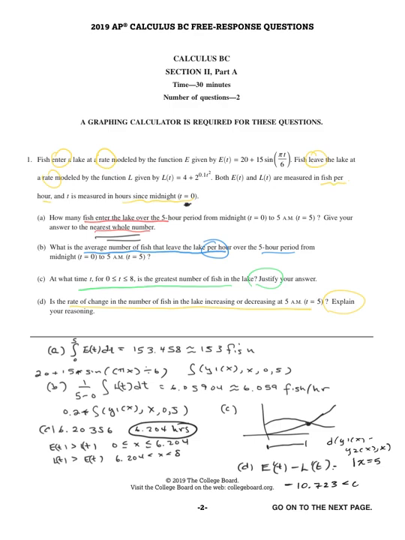And so since that's less than 0, then you would be able to say that the rate of change in the number of fish is decreasing at time 5. So the rate of change in the number of fish is decreasing. All right, thank you.